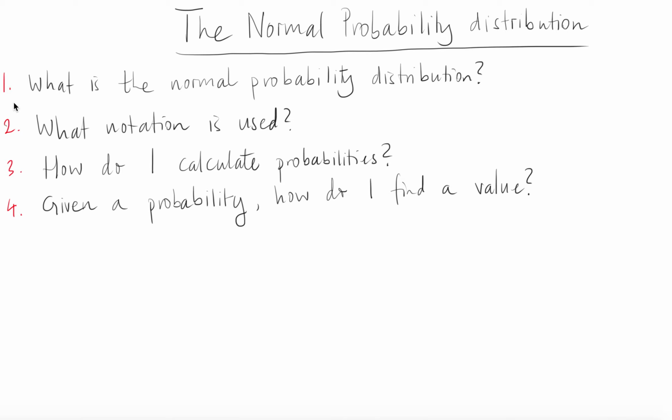So in this video I'm going to try and answer 4 questions. What is the normal probability distribution and what properties does it have? What notation do we use to describe the normal probability distribution? How do I calculate probabilities using the normal probability distribution? And I'm going to show you using the TI-NSPIRE. And given a probability, how do I find a value?